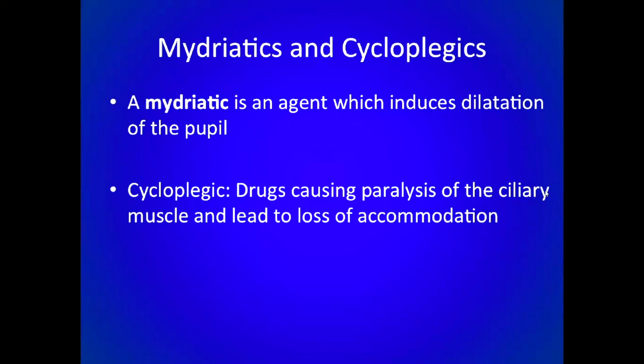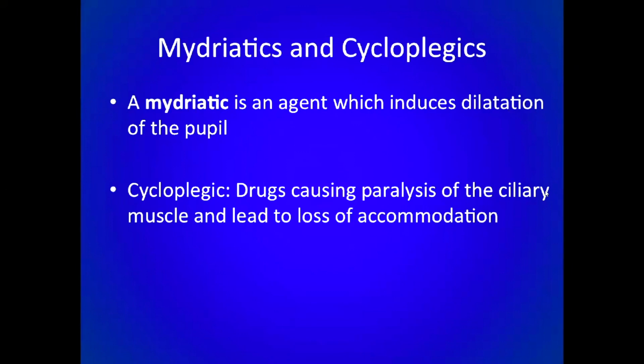Therefore, the best drug which can allow a doctor to visualize the retina through the ophthalmoscope is a mydriatic plus cycloplegic, causing pupillary dilatation and loss of accommodation. That is what most of the eye drops have, a product which can cause both. So we manipulate the drugs acting on the autonomic nervous system to get this action.